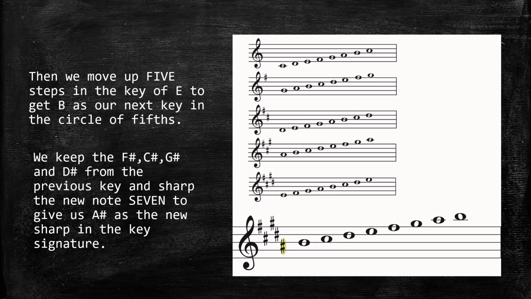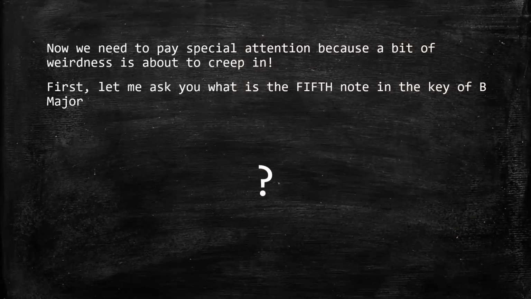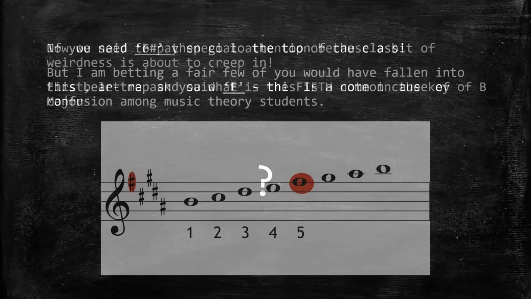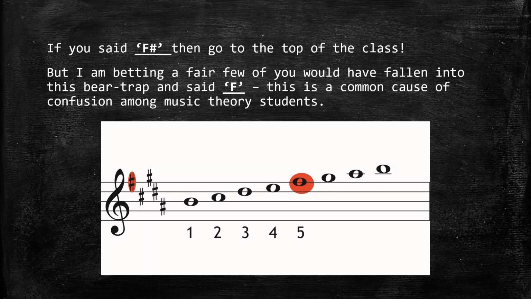We keep the F sharp, C sharp, G sharp and D sharp from the previous key and sharp the new note 7 to give us A sharp as the new sharp in the key signature. Now we need to pay special attention because a bit of weirdness is about to creep in. First, let me ask you, what is the 5th note in the key of B major? If you said F sharp, then go to the top of the class.